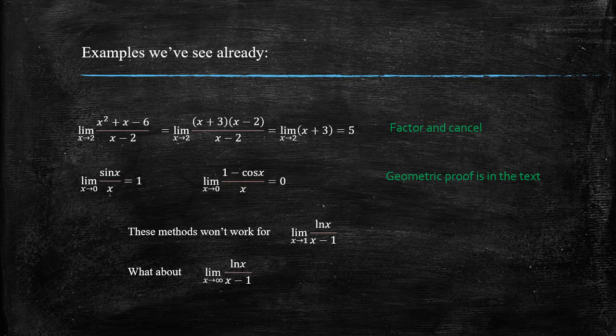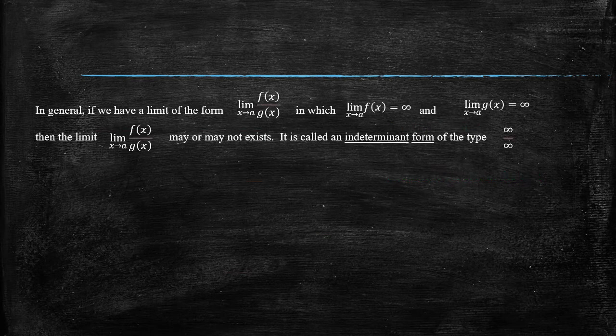And then what if we want to take the limit as x goes off to infinity? The natural log function grows without bound, so the numerator goes off to infinity, as does x minus 1. So this leads us to another type of indeterminate form, infinity over infinity. Again, the limit of the ratio may or may not exist. Okay, and we've seen this before.